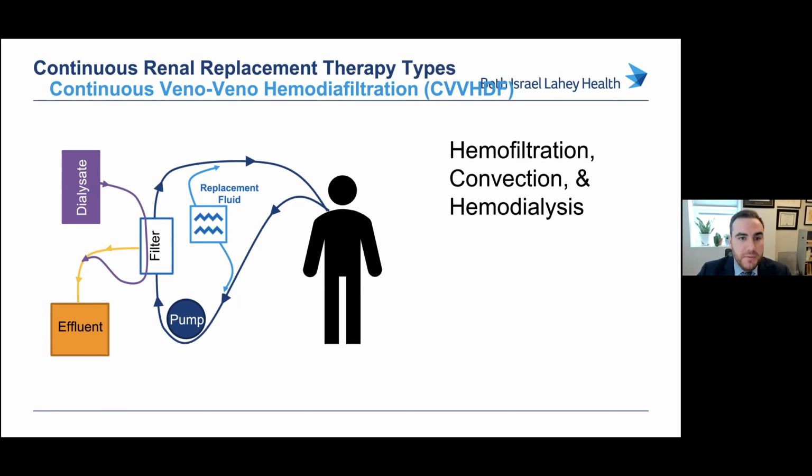The next is continuous veno-venous hemodiafiltration. And this utilizes all the principles that we talked about before. So it really gives the provider the best method to take fluid off, to change the acid-base status of the blood, to filter out uremia or filter high levels of metabolic abnormalities out of the blood in the most quick manner.